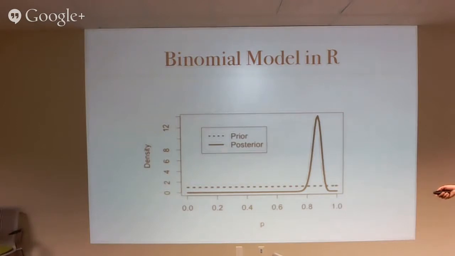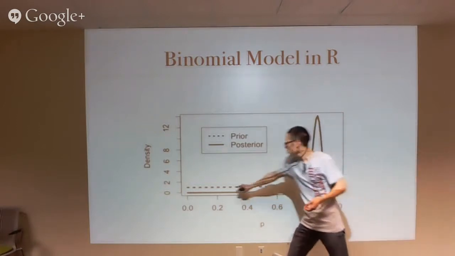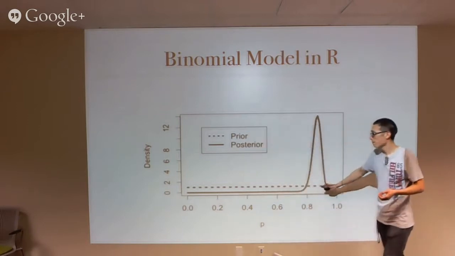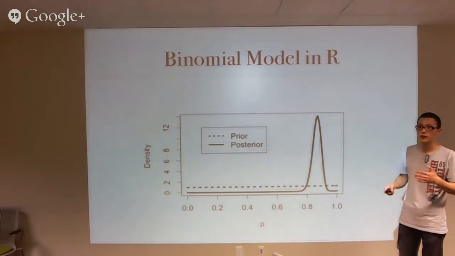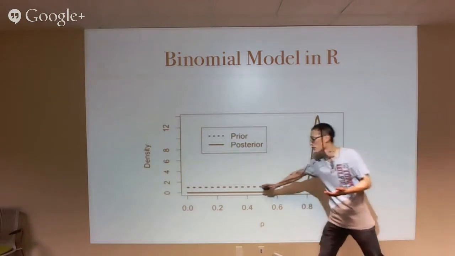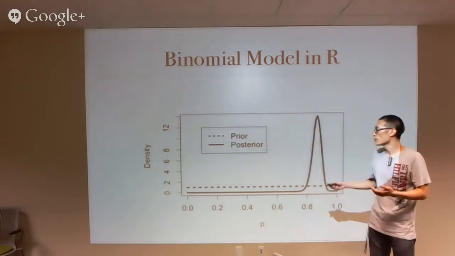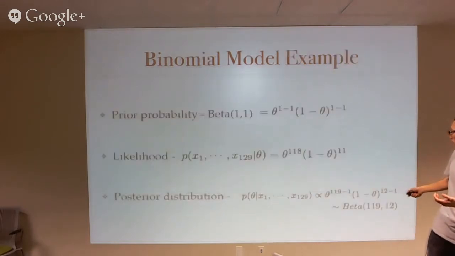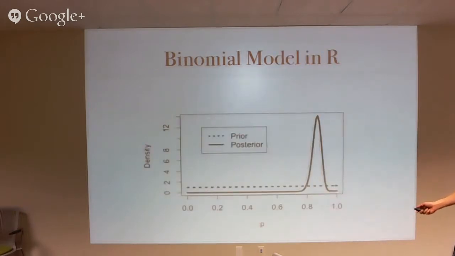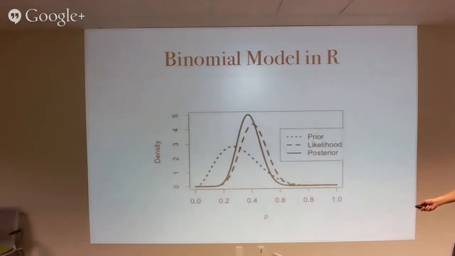See, the graph looks like this. The dashed line is the prior distribution. Because this is uniform, it looks like a flat line here. And the posterior, as we can see, is this, beta 119 and 12. 119 and 12, I'm sorry. I'm going to show this in R.